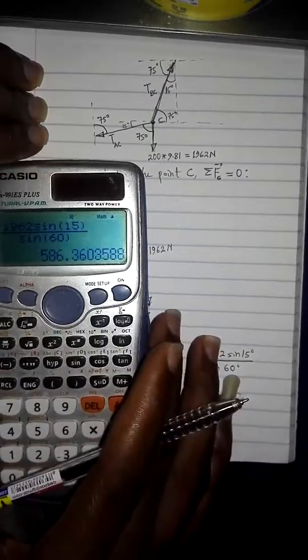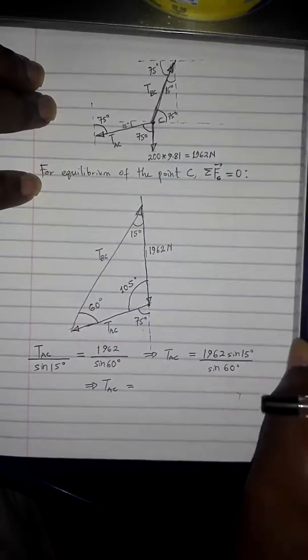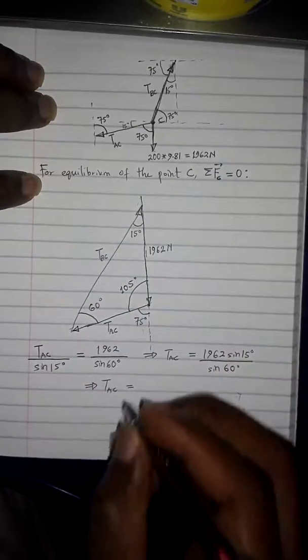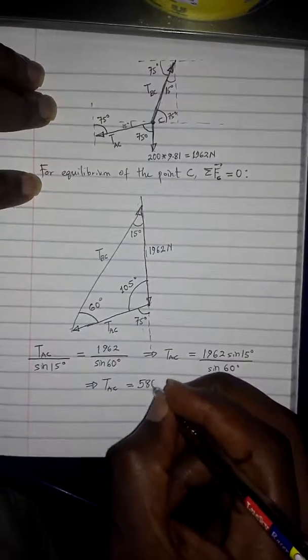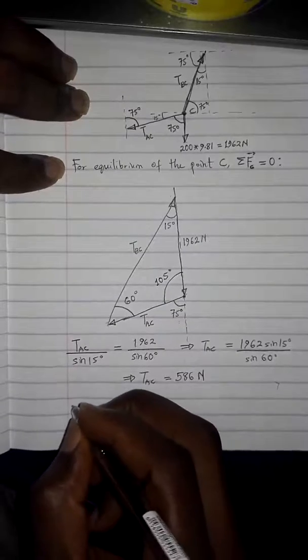So that's 586.36. So in line with our convention, that's just 586. So I have this to be 586 Newton. So that's all about that. And I go for TBC.